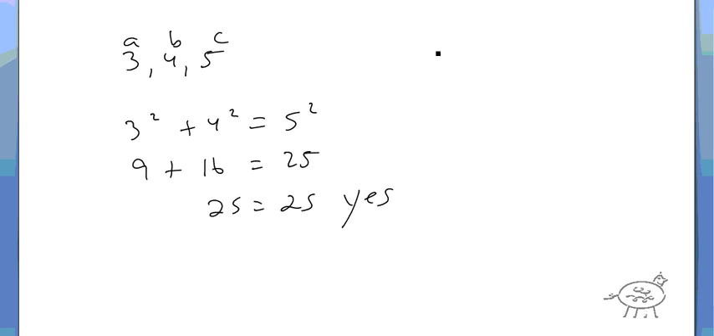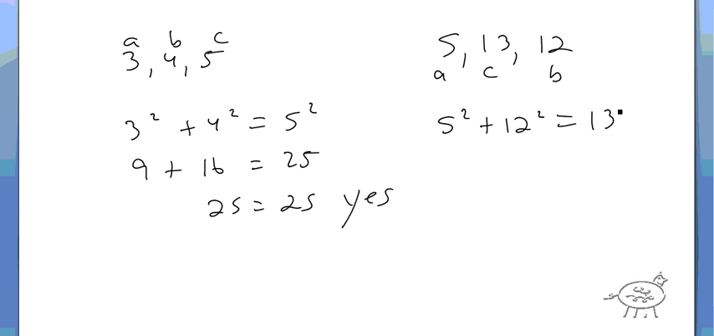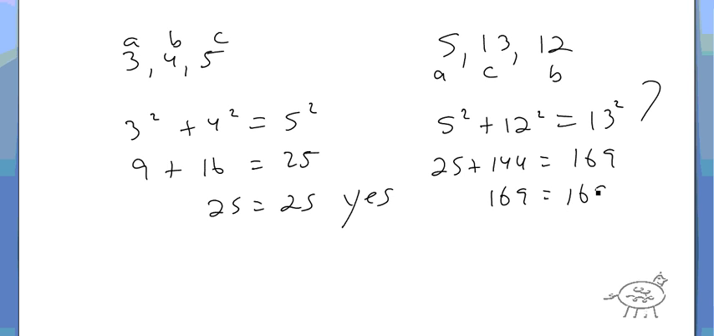Okay, let's try another one here. 5, 13, and 12. Well, A is 5, B is 12, C is 13. So 5 squared plus 12 squared, does that equal 13 squared? Well, 25 plus 144, use your calculator. 13 squared is 169. 25 and 144 is 169. Sweet. So again, the answer to this one is yes.